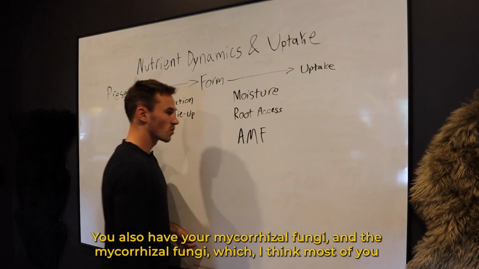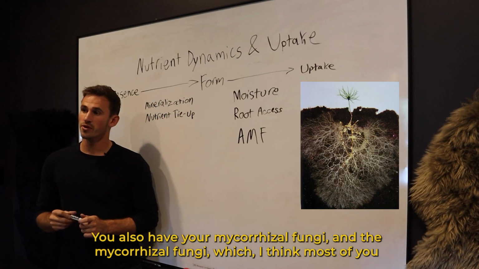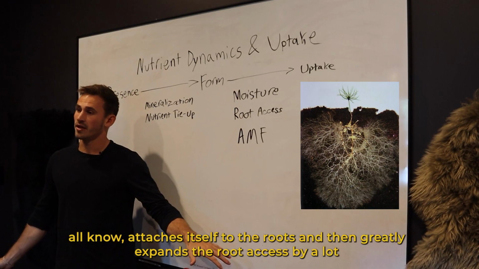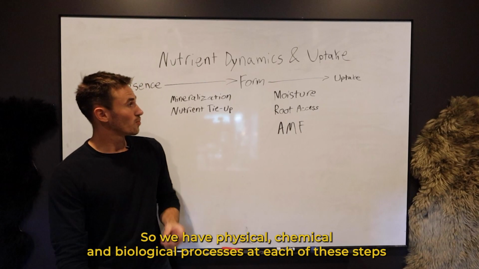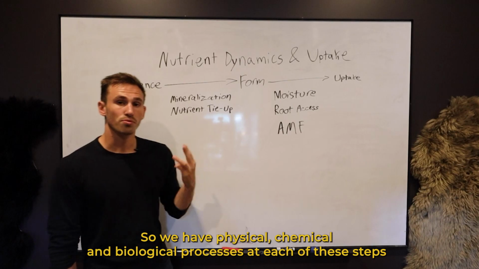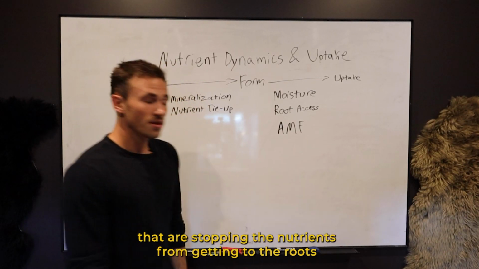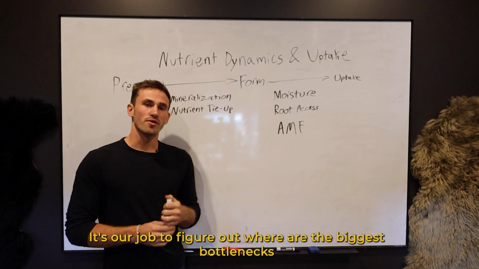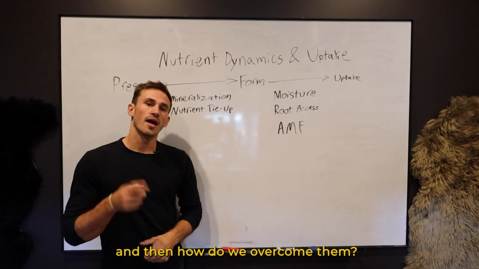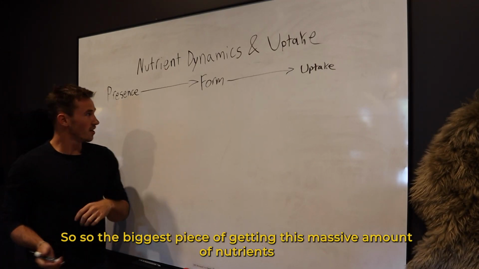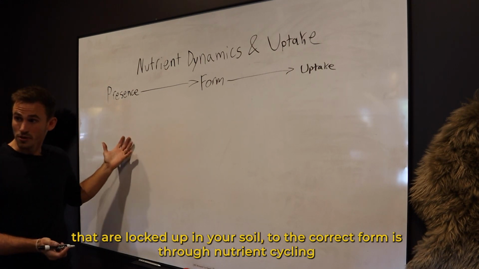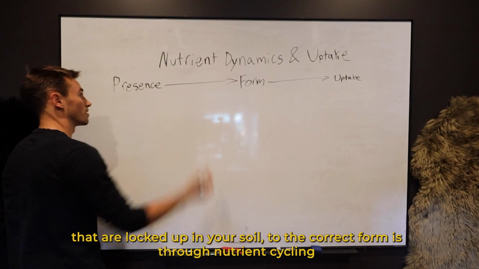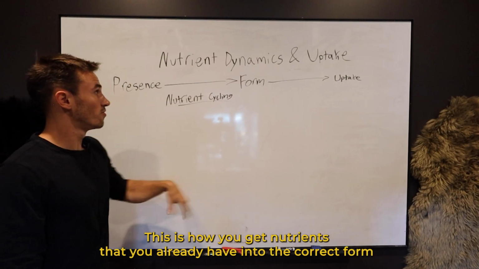You also have your mycorrhizal fungi. And the mycorrhizal fungi, which I think most of y'all know, attaches itself to the roots and then greatly expands the root access by a lot. So we have physical, chemical, and biological processes at each of these steps that are stopping the nutrients from getting to the roots. It's our job to figure out where are the biggest bottlenecks and then how do we overcome them. So the biggest piece of getting this massive amount of nutrients that are locked up in your soil to the correct form is through nutrient cycling. This is how you get nutrients that you already have into the correct form.